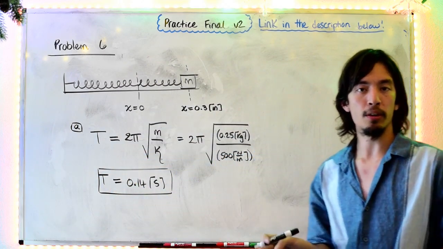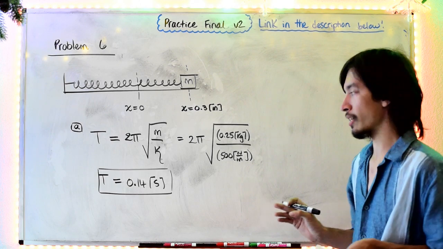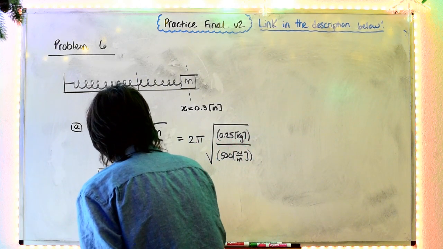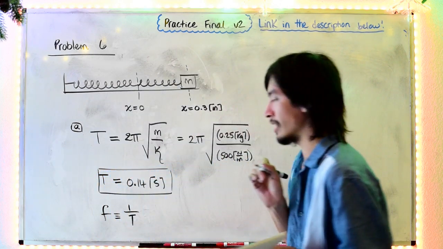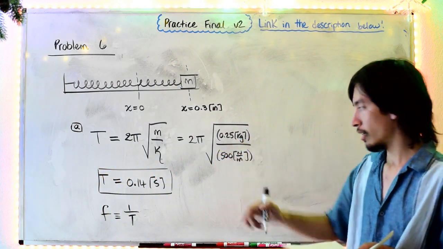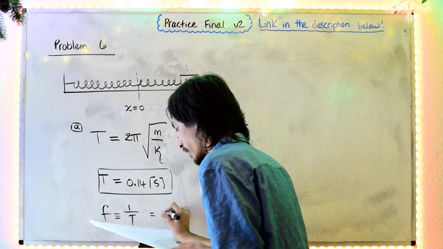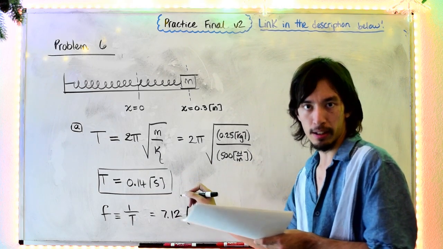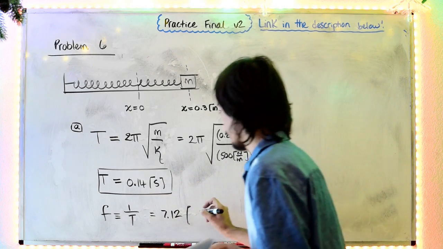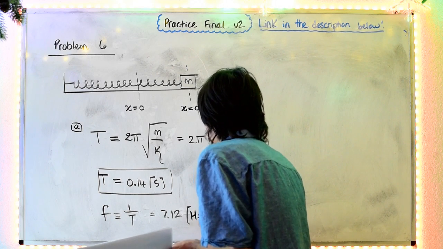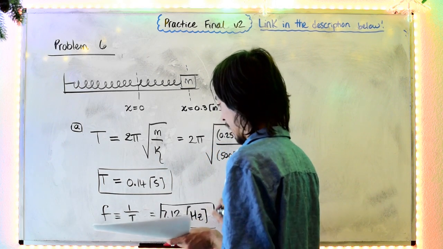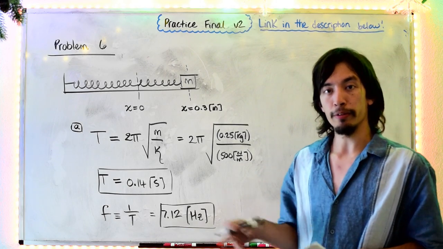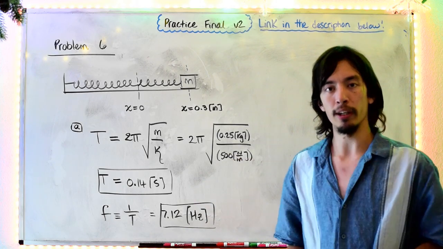Now you could also write the whole formula for the frequency of the oscillation, but the frequency by definition is 1 over the period. So all I need to do is flip it. Take the inverse, you get 7.12. It will be 1 over seconds, but that's also hertz. That's it for the first part, so just plug it into the appropriate equations.